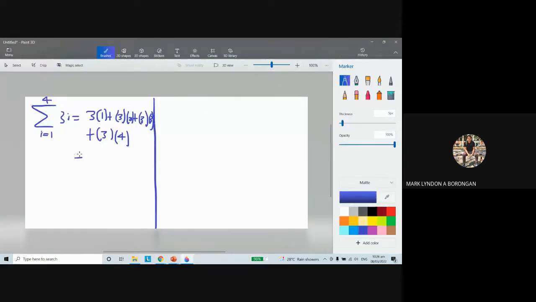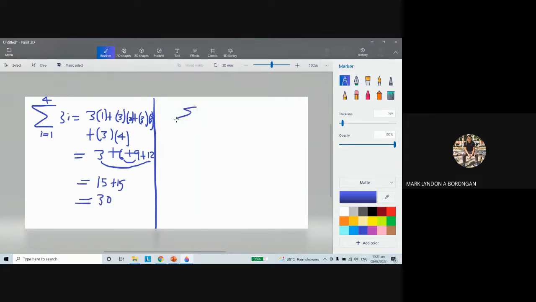If we multiply and simplify, 3 times 1 is 3, 3 times 2 is 6, 3 times 3 is 9, and 3 times 4 is 12. Adding 3 and 12, that is 15. Then 6 plus 9, that is 15. So 15 plus 15 is equal to 30.